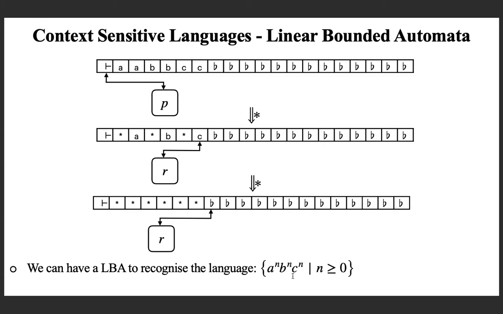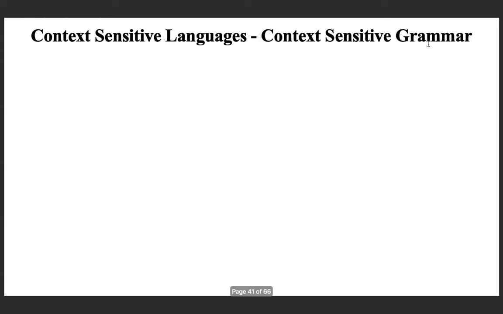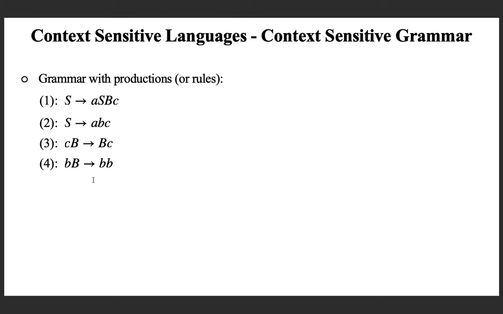So you are getting a proof that context sensitive languages are more powerful than context free languages, and the automata representation for context sensitive languages is linear bounded automata. And after this we will be discussing a grammar representation of context sensitive languages, and the grammar is called context sensitive grammar. It's very easy to remember, context sensitive grammar. I am giving you an example of a context sensitive grammar.